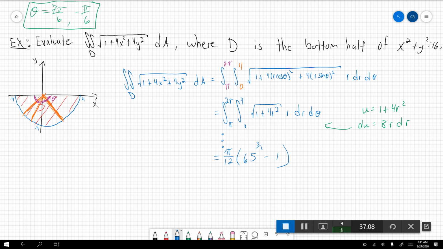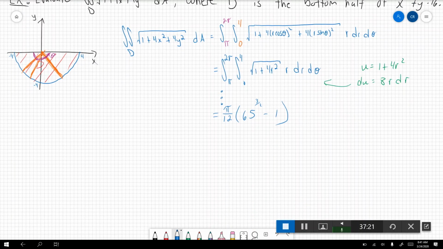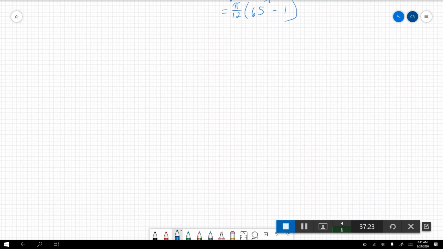Awesome. All right. So now that we have a little bit more experience with these integrals, let's see if we can take it up just a little bit more. All right. So here we go. Next example.